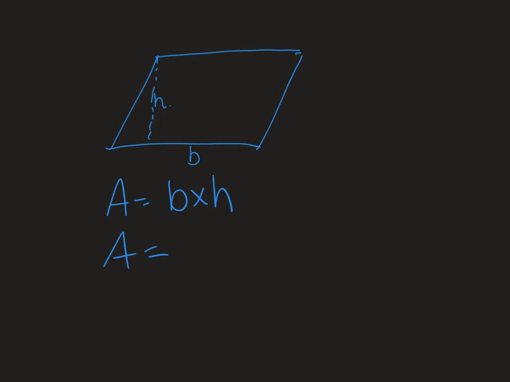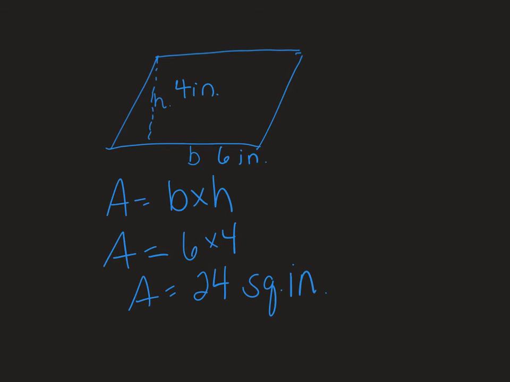Area equals, let's say that our base here is 6 inches and our height is 4 inches. Okay, pretty simple. Base is 6, height is 4, area equals 24 square inches. Okay?